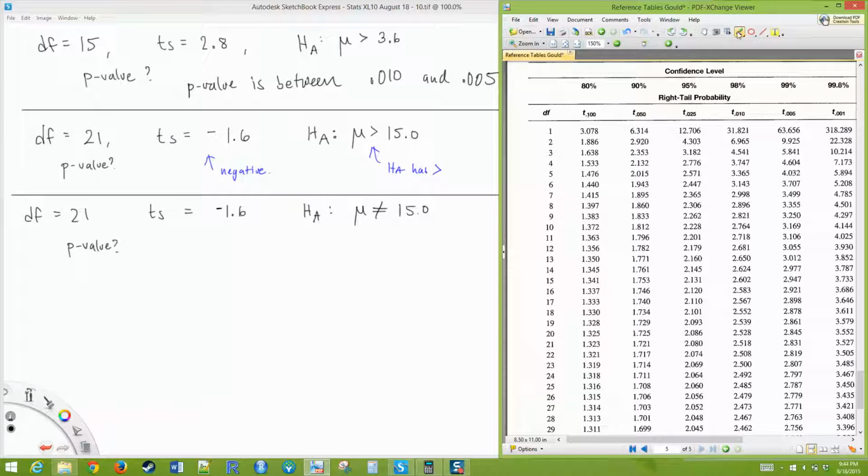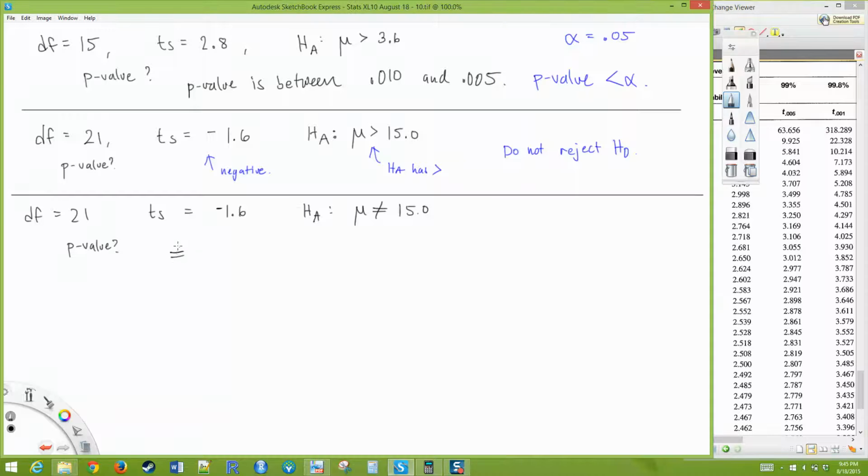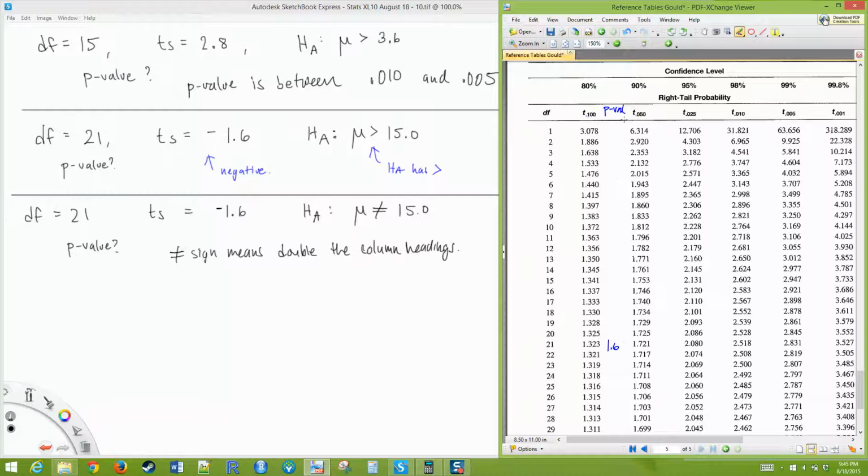Okay, so let's look at this. We ignore the negative sign, and I'm going to look up 1.6 with 21 degrees of freedom. So 1.6 is in between 1.323 and 1.721. My p-value is going to be between these column headings, but because I have a not equal sign, I have to double the column headings. Not equal sign means double the column headings, or you can call this your tail area and then double it.